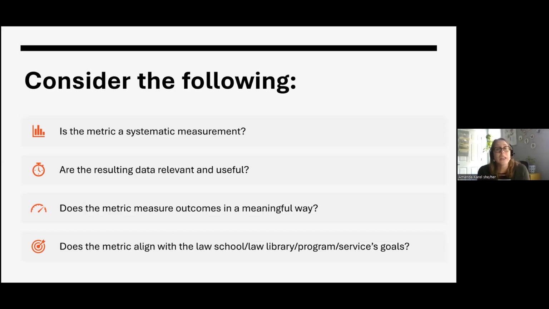Does that metric give you data that is relevant and useful? Can you make a decision with it? Or is it something that a stakeholder really needs to know?